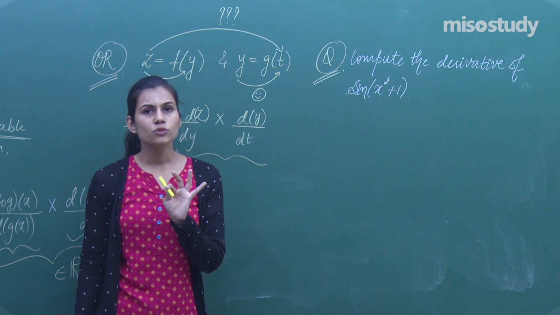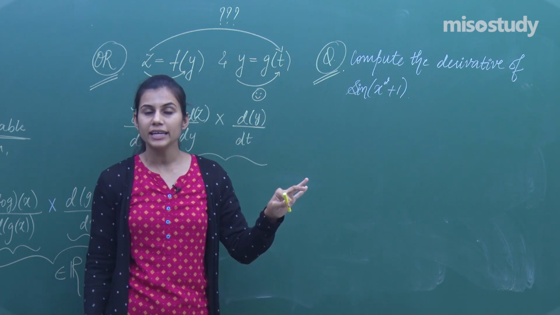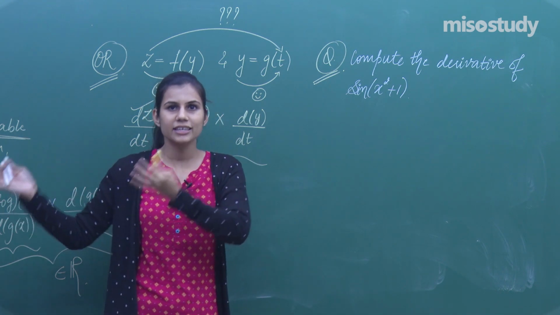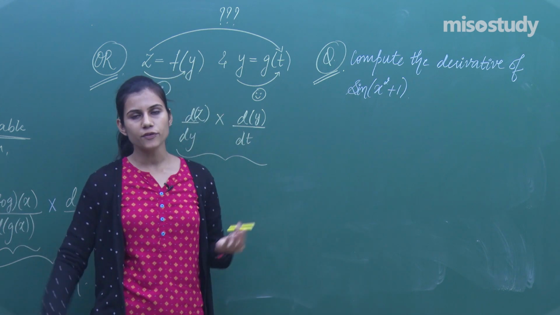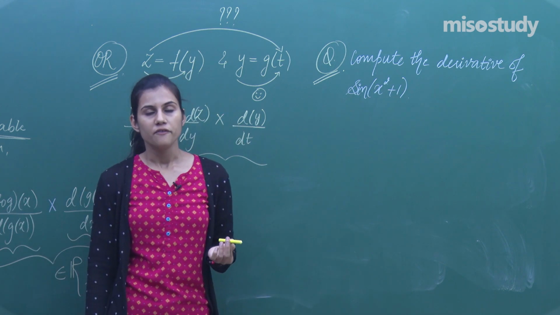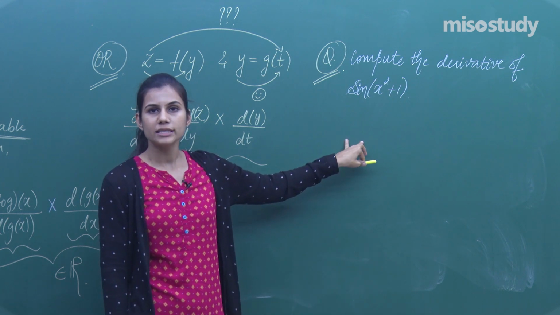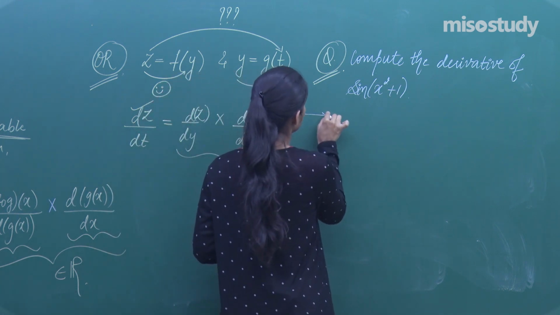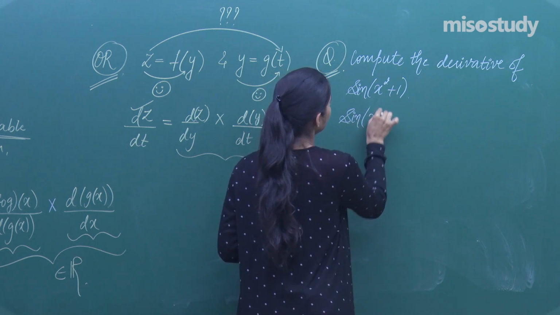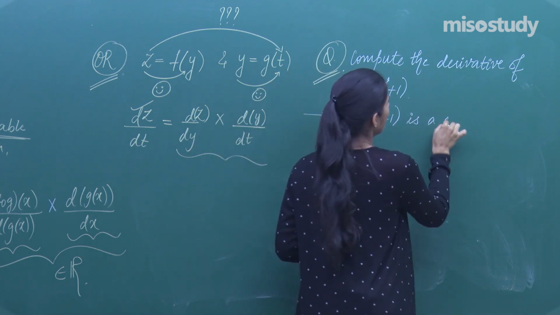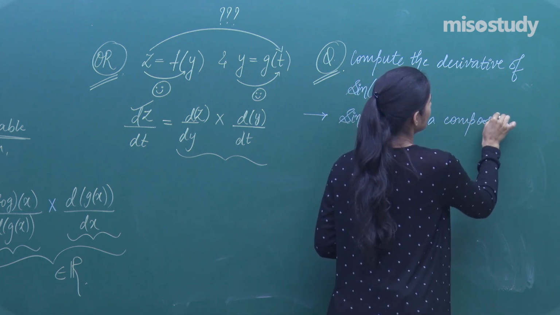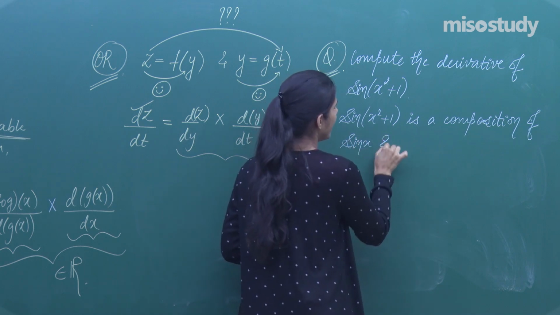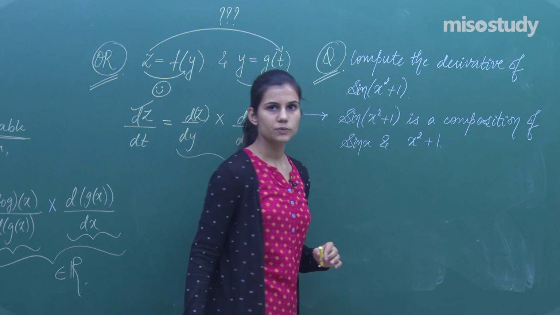Clearly, until and unless you are able to decode that the given function whose derivative you wish to find is the composition of two already differentiable functions, you cannot connect this to the chain rule and hence cannot apply the chain rule, whether in this form or in this form. So the first thing is you should be very smart in decoding that the given underlying function is actually a composition of two differentiable functions. Now see, sine of x square plus 1 is clearly a composition of the sine x function and this polynomial function x square plus 1.